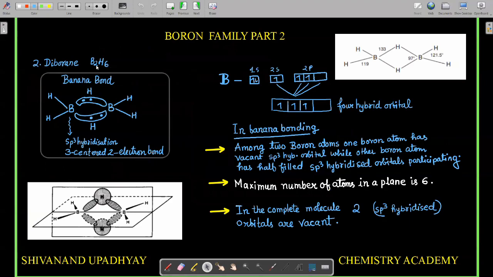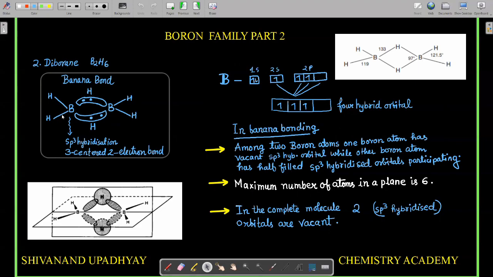The second molecule is diborane. We are going to discuss the properties of diborane also, but here we are studying only the structure regarding diborane. So we know that one BH3 molecule and the other BH3 molecule will dimerize to form this B2H6, and this is a 3-center 2-electron bond or banana bond.